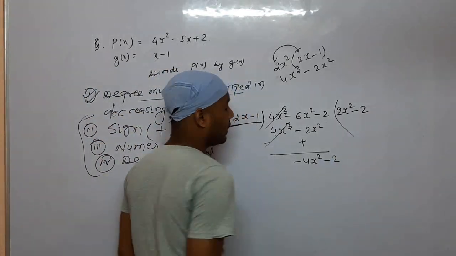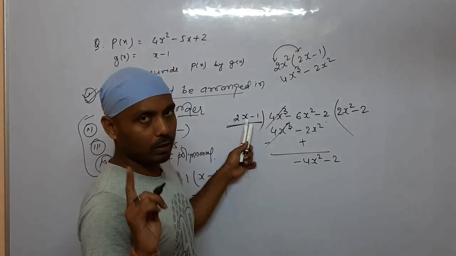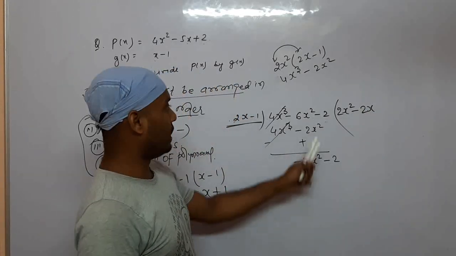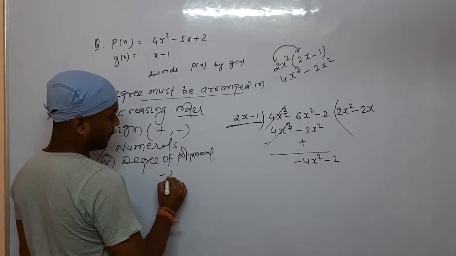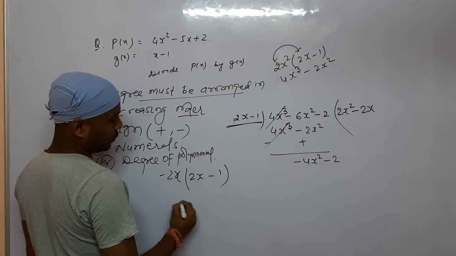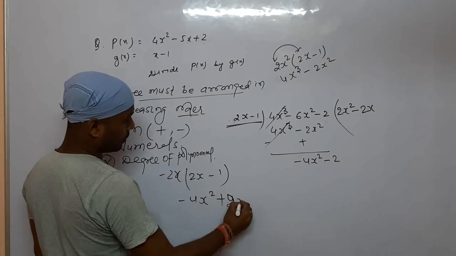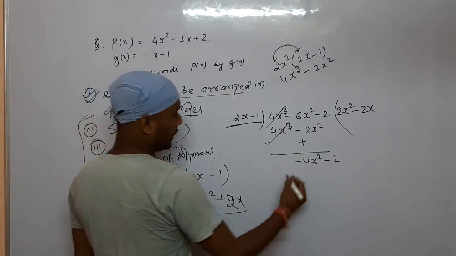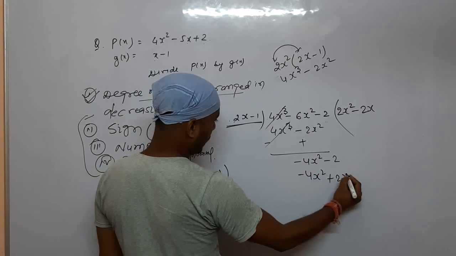The degree of the variable 2. Degree of the variable 1. So how much degree is remaining? X. So minus 2x into 2x minus 1. You will get minus 4x square plus 2x. Okay? So just write it, minus 4x square plus 2x.